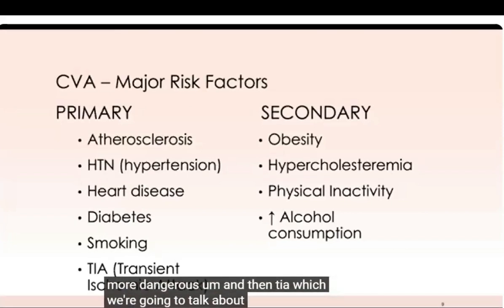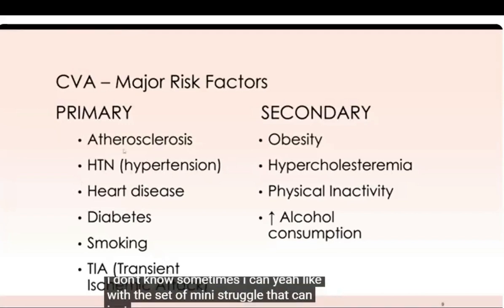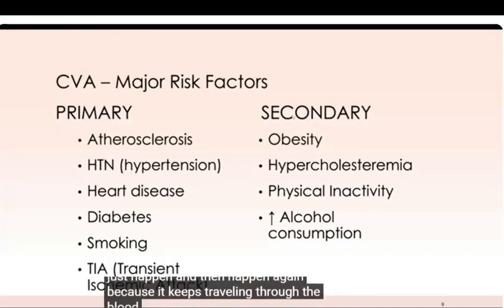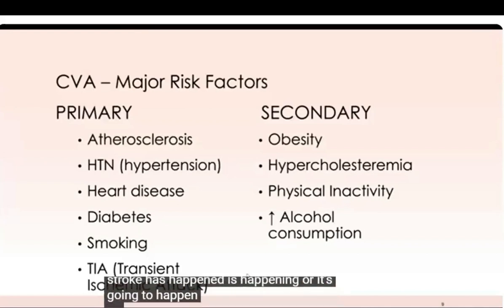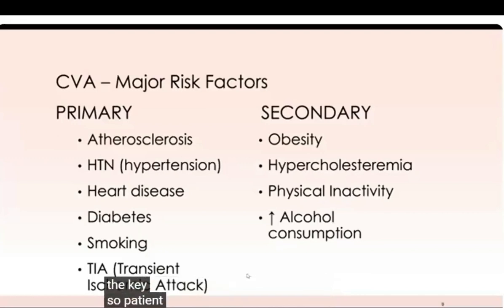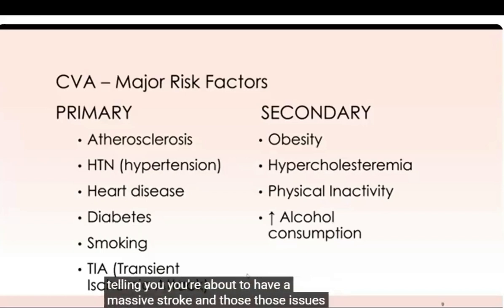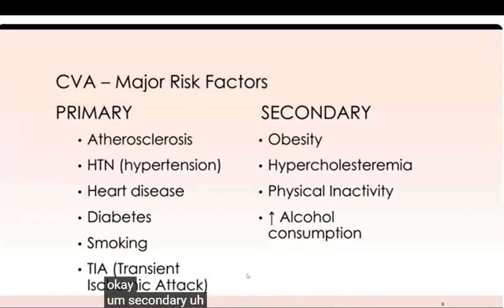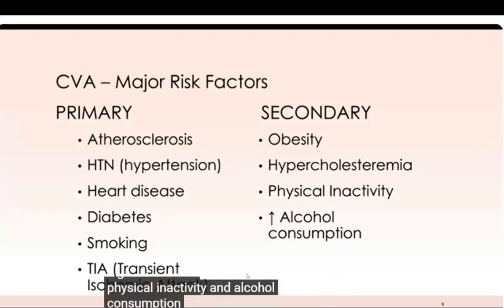And then TIA, which we're going to talk about in a little bit. Does anybody know what a transient ischemic attack is? The mini stroke that can just happen and then happen again because it keeps traveling through the blood. So it's all the warning signs that a stroke is happening or is going to happen. So a person can present just like they're having a stroke, a mini stroke, and it goes away within 24 hours. That's the key. So patient recovers. But this is a warning sign. We better get some things in order because your body's telling you you're about to have a massive stroke, and those issues can stay. Secondary risk factors: obesity, high cholesterol, physical inactivity, and alcohol consumption.